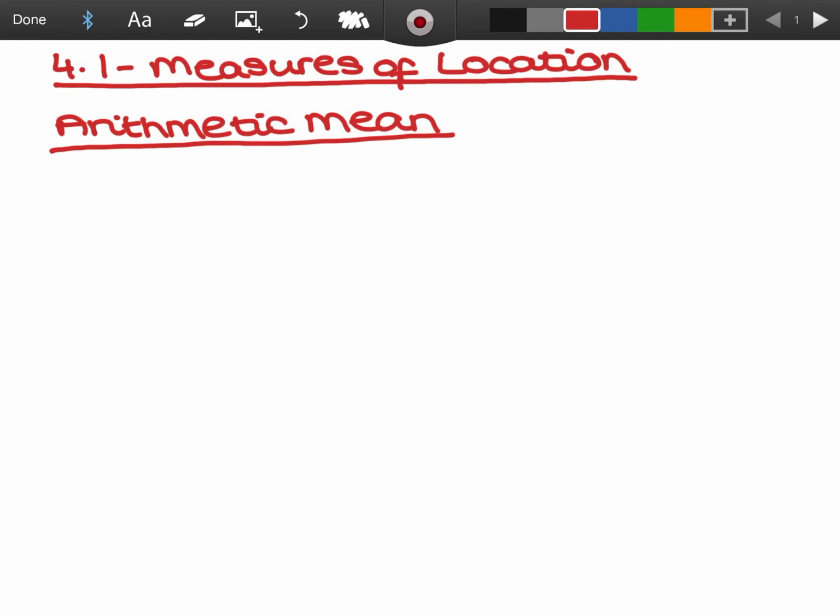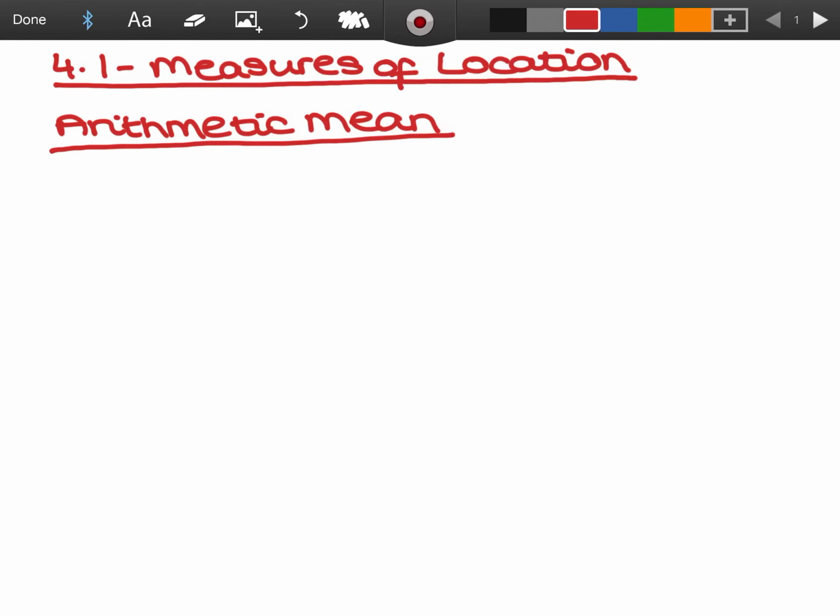So in today's video, we're going to be looking at measures of location. What does that mean? Well, we're going to be looking at different types of mean. We're going to be looking at the median. We're going to be looking at the mode. Okay, these are terms that you've probably heard many times before, but we're going to add on a few extra terms that you may not have heard of before, but they are very useful to us in statistics.